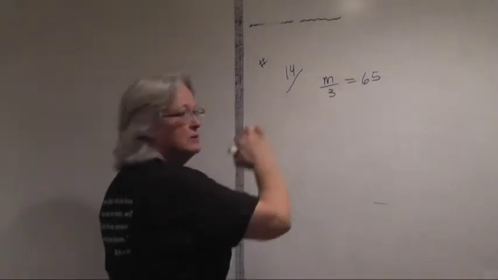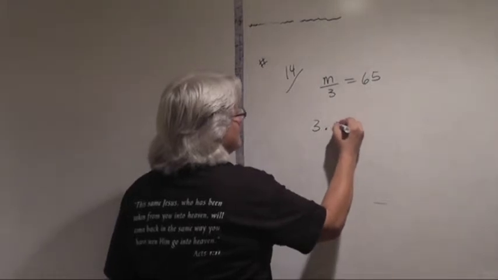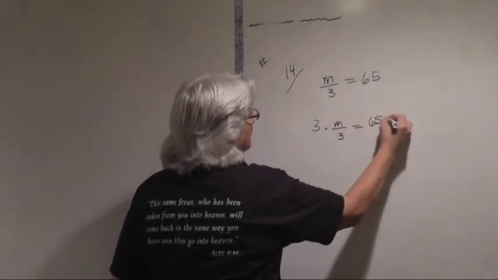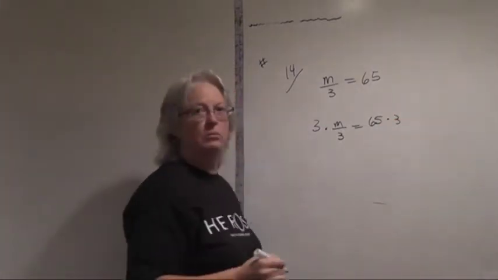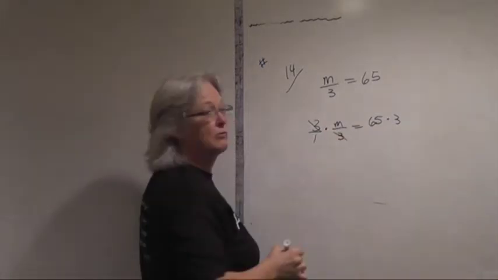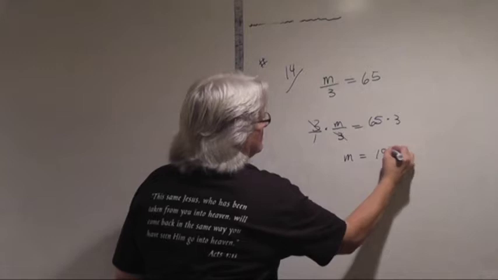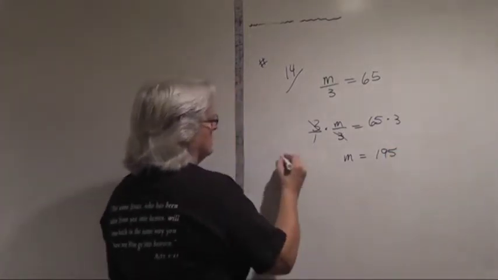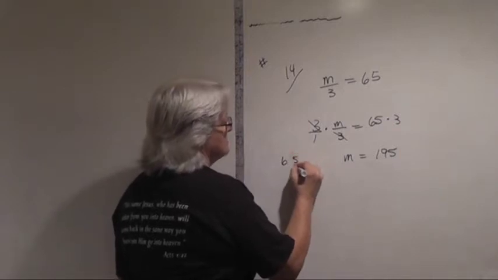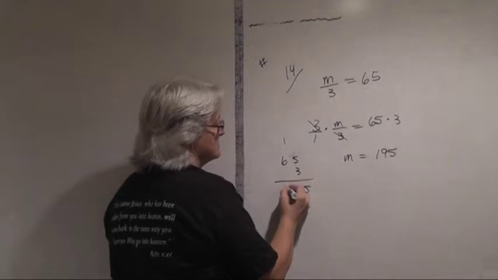The variable has been divided by 3. You have to multiply both sides of the equation by the very same value. Multiply both sides by 3. We have a common factor of 3 that cancels. We have that m is equal to 195. Off to the side, you have 65 times 3. 3 times 5 is 15. Carry 1. 3 times 6 is 18.